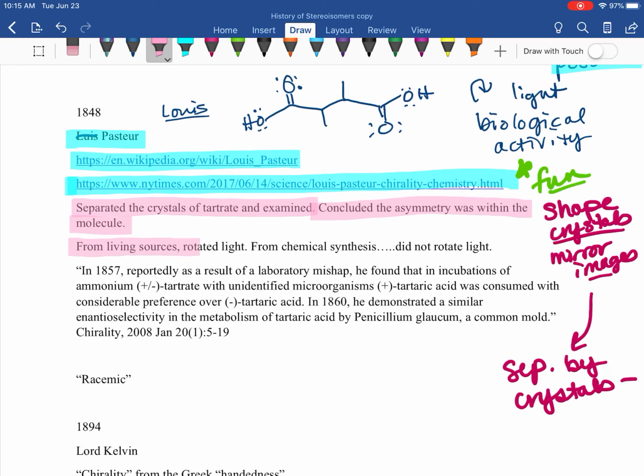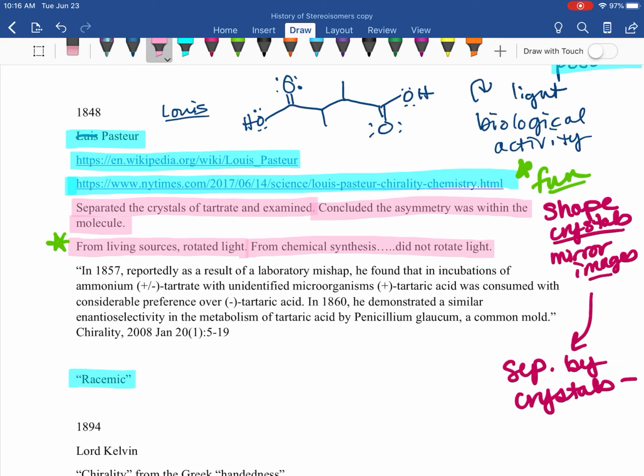And that is when he noticed from living sources, the tartaric acid rotated light. But from chemical synthesis, it did not. Okay, this is huge. We are going to have a whole lot of vocab here. In fact, two of our terms are coming right from here. We have optically active for things that are rotating light, and then we're going to have this idea of a racemic mixture, something that does not rotate light, but has asymmetry. So a lot of this vocab really started in the mid 1800s.